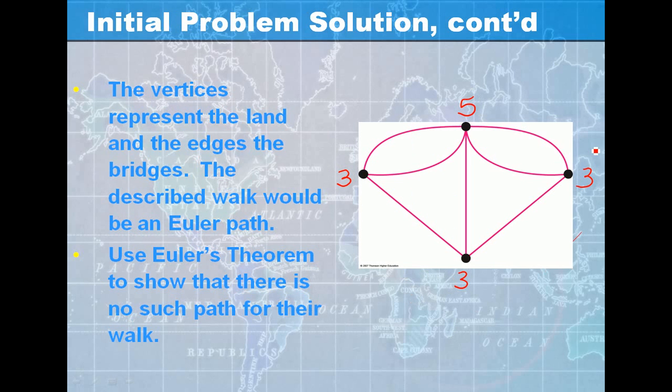So for an Euler circuit, they should all be even. So there's no way that they could start at their home and go over each bridge exactly once and come back home. So that's not possible. No Euler circuit. An Euler path should have exactly 2 odds. Well, we have 4 odds. So there's no way that they could start in one place, travel over each bridge exactly once, and end up somewhere else. So it was impossible for them to travel over each bridge exactly once.